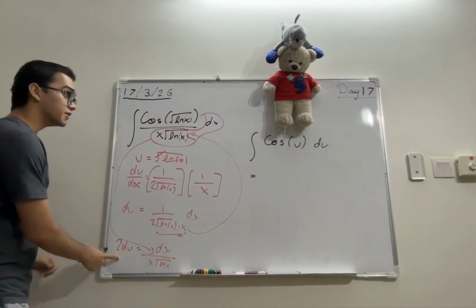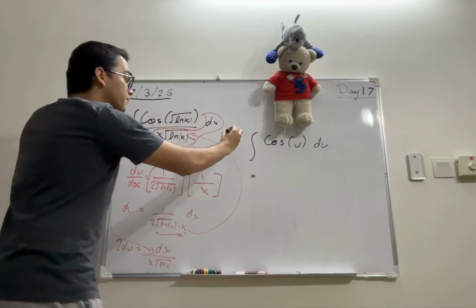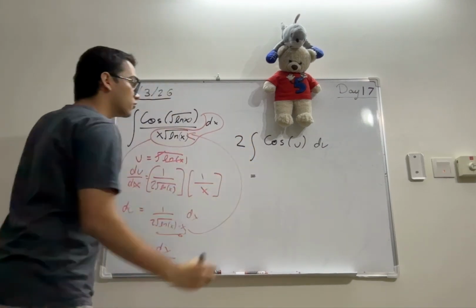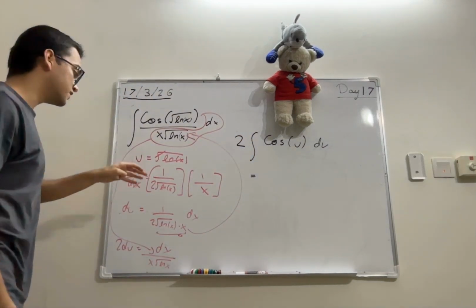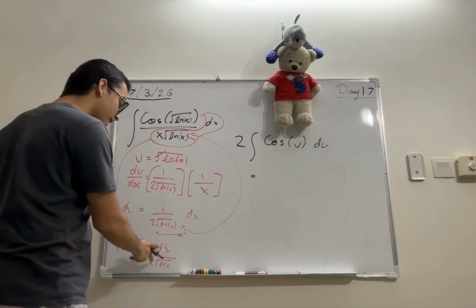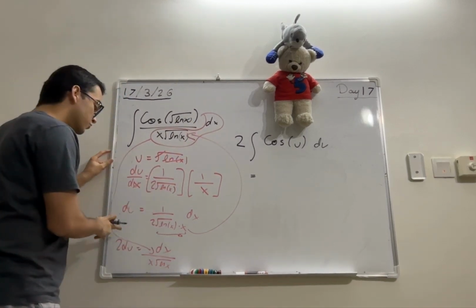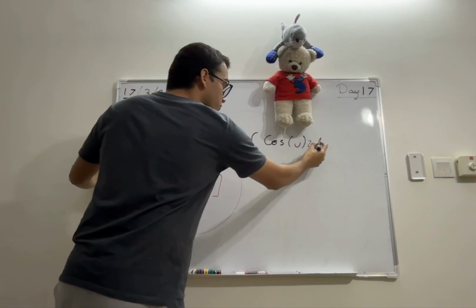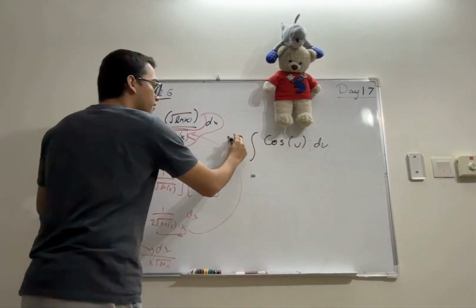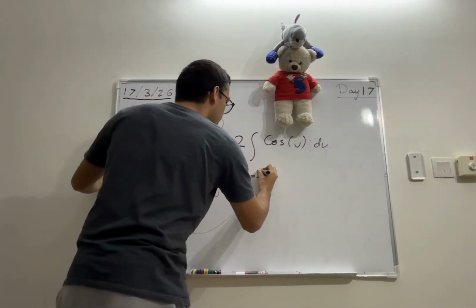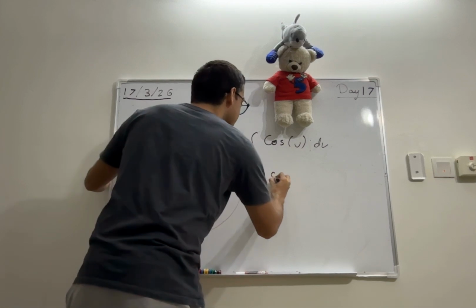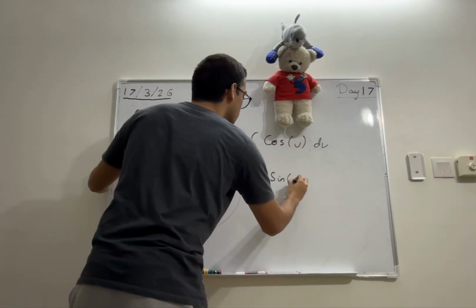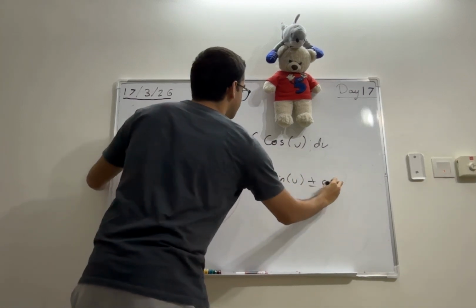Oh yeah, sorry, I forgot. This is 2 du. This is only 1 du. And we learned that 2 is always a constant, and constants are always taken out of the integral. So dx by x root ln x is equal to 2 du. So we take only du here, and then we get a 2 here, and that 2 we take out here. So our final answer would be 2 sine u plus or minus c.